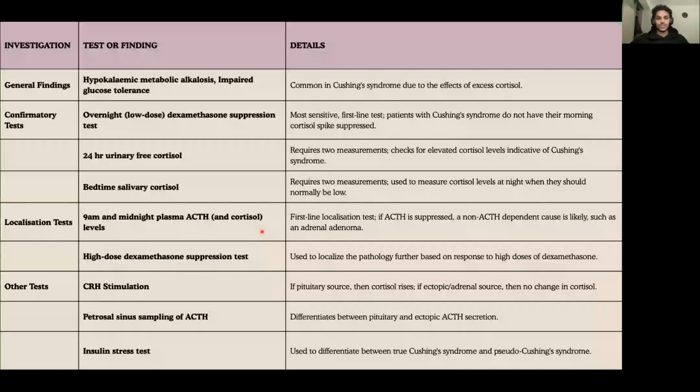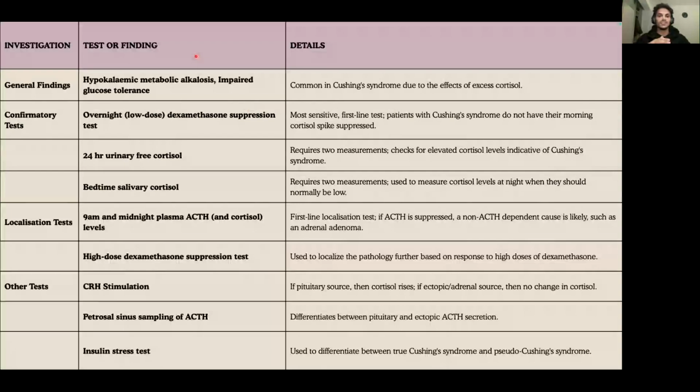A high dose dexamethasone suppression test. This is where we're slowly getting into the nitty-gritty. So we've already seen the dexamethasone suppression test. You do a low dose dexamethasone suppression test as first line, and if you fail to suppress cortisol production, you then do the high dose dexamethasone test to help localize the pathology. And this really just depends on whether you can give enough steroids to suppress the ACTH levels or not.